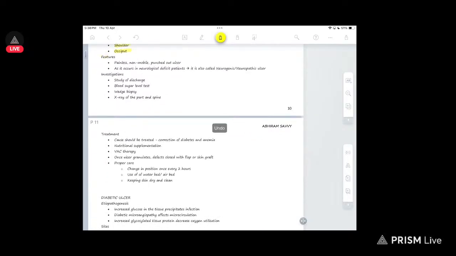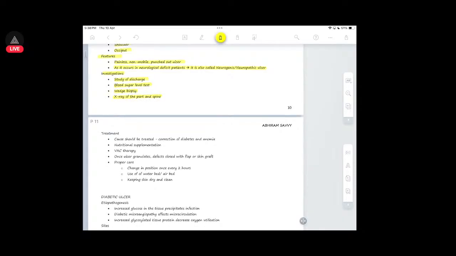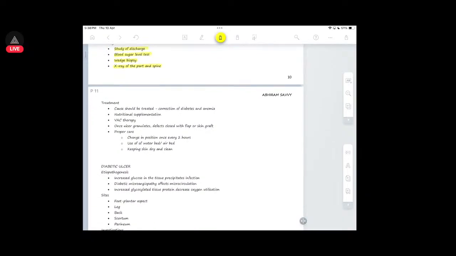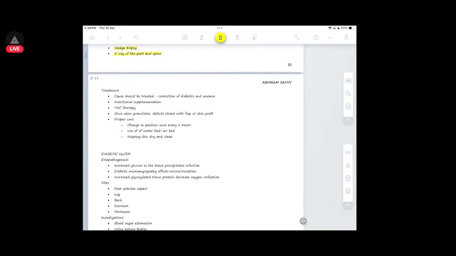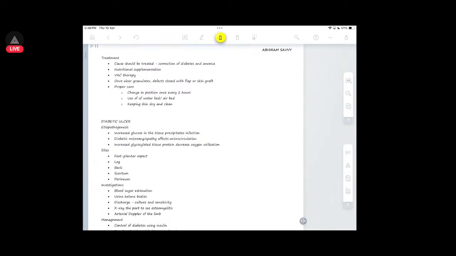So features, it is painless, non-mobile, punched out ulcer. As it occurs in neurological deficit patient, it is also called as neurogenic or neuropathic ulcer. So investigations, you have study of discharge, blood sugar levels, wedge biopsy, and X-ray of the part and spine. You study the discharge, you see the blood sugar level, you do a wedge biopsy, and you see the X-ray of the part and spine.